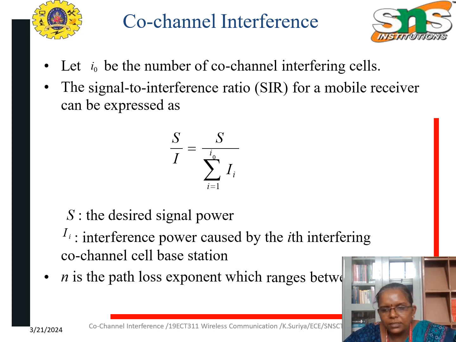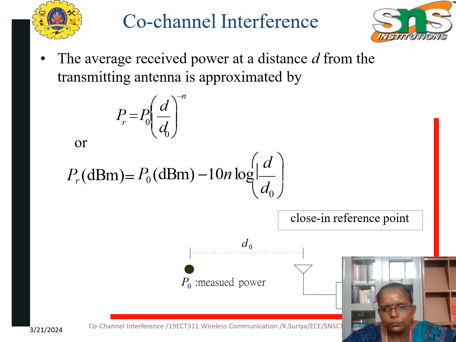S represents the desired signal power, and I i is the interference power caused by the ith interfering co-channel cell's base station, where n is the path loss component which varies between 2 and 4. The average power received can be calculated using this expression, where P R is equal to P naught into (d by d naught) to the power minus n. n is the path loss component, d is the distance, and d naught is the distance of the antenna from the close-in reference point. In terms of dBm, it is shown here.